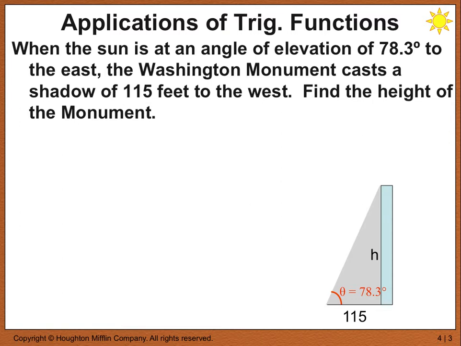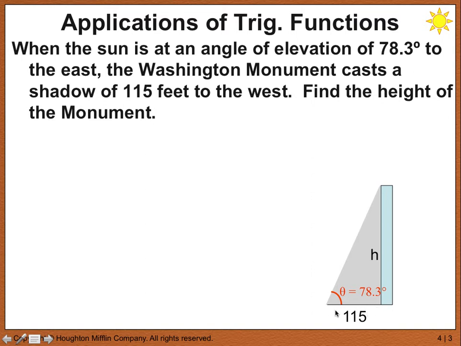So the problem says that the sun is to the east. That's why I have it east of the tower. And the angle of elevation is 78.3 degrees. That's this acute angle theta here that I'm pointing to now with the mouse arrow. We have our shadow, which is 115 feet long.